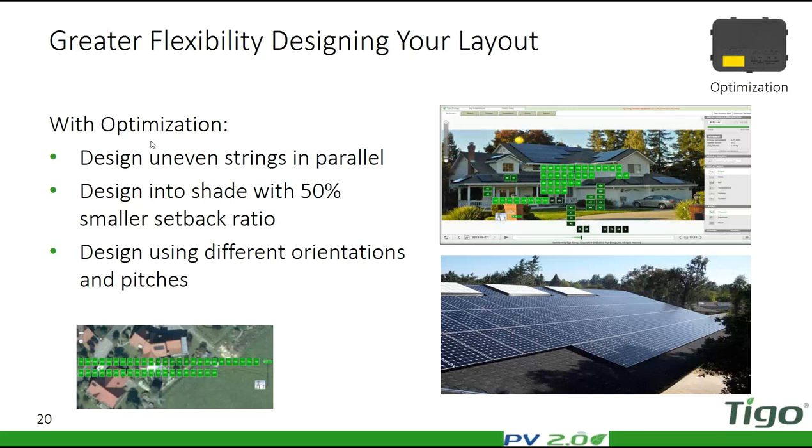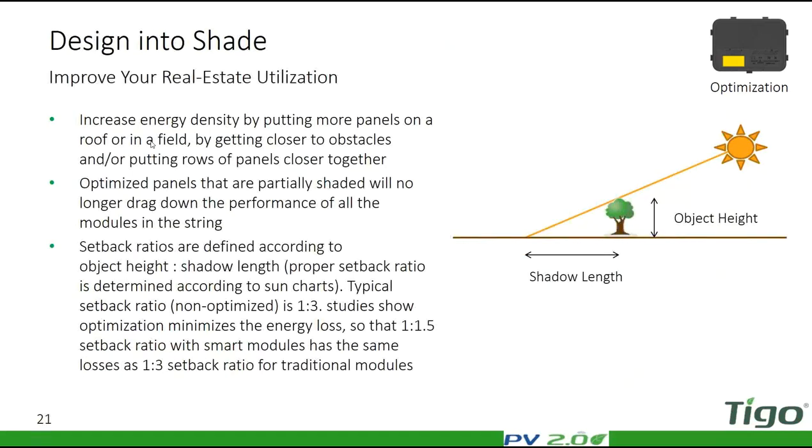Next, design into shade. We'll talk about that just in a minute. We can basically extend the amount of roof that we have that's available for solar. And last, you can design on different orientations and pitches on the same string. So, design into shade. Basically, improve your real estate utilization.